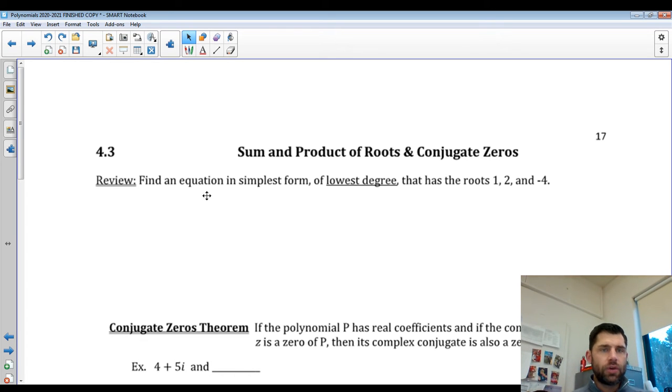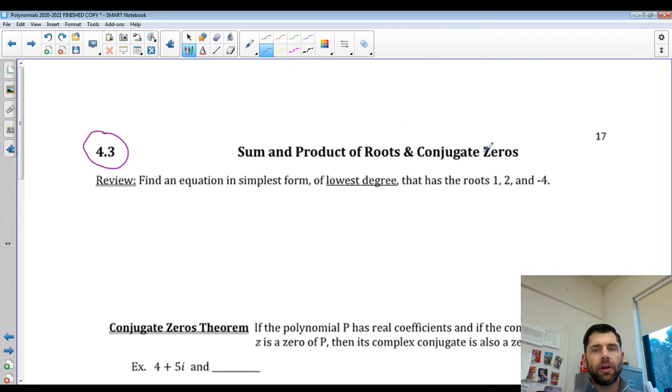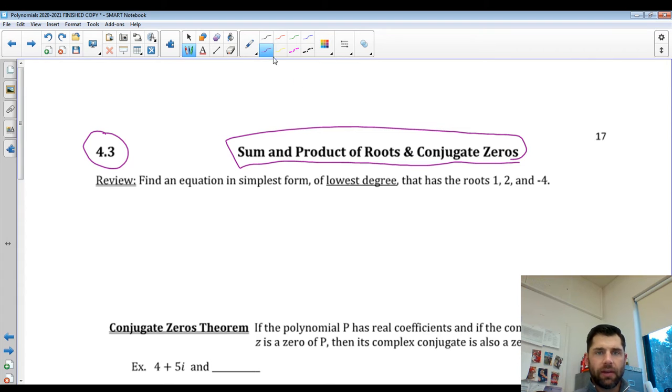All right, students, we are on page 17, section 4.3, sum and product of roots and conjugate zeros. So let's get right into it. I think we're going to skip this review just to refresh real quick. We're not going to do this all the way through.